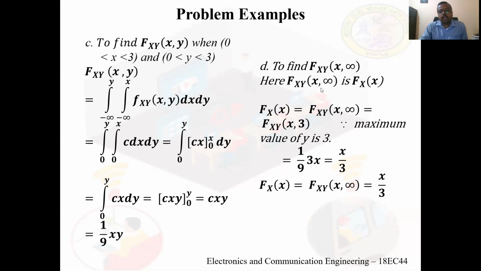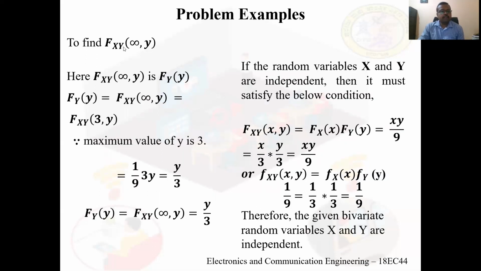Now, the fourth thing we need to find is Fx for x comma infinity. Here, Fxy of x comma infinity is nothing but what now? We know that it is nothing but Fx of x. We have already seen the properties of this. If y is infinity here, this is Fx of x. Now, how do you find Fx of x? The maximum value of y is 3. So we can write it as 1 by 9, 3x, that is x by 3. Therefore, Fx of x is equal to Fx of x comma infinity. This is equal to x by 3 here.